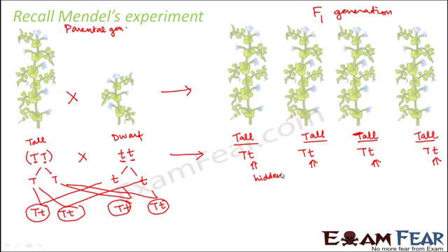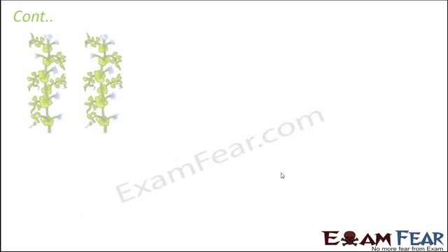Now, what happens in the later half of the same experiment? In the second half, what he does is take the F1 plants and self-pollinate them.